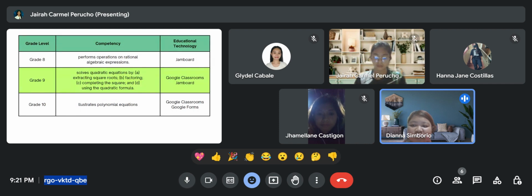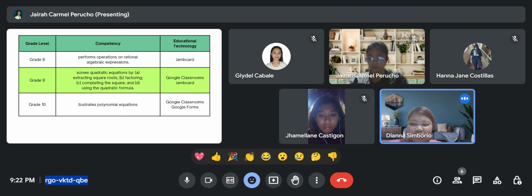So for the grade 9 level, we have Google Classroom and Jamboard. For the competency, we have solving quadratic equations by A, extracting square roots, B, factoring, C, completing the square, and D, using the quadratic formula. So we will manipulate the Jamboard and Google Classroom again so that the students can participate, as well as show their knowledge on the said topic, which is the quadratic equation.